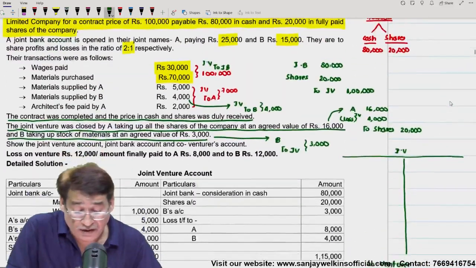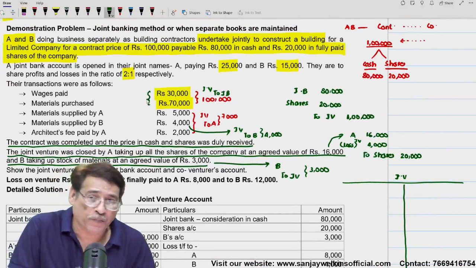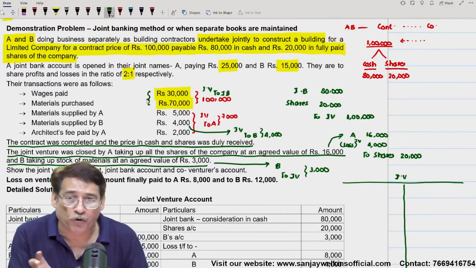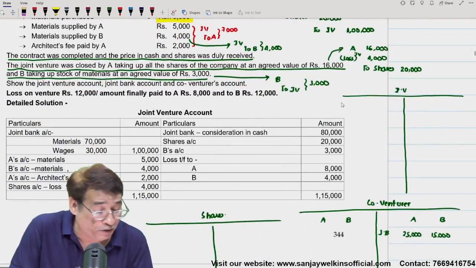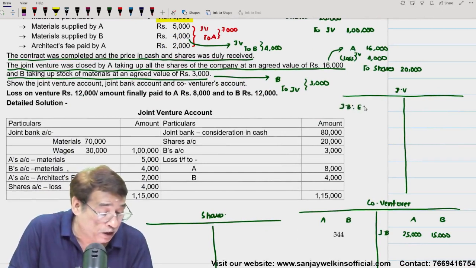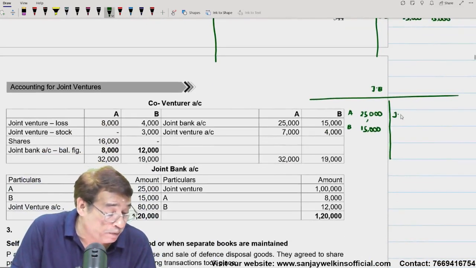Now, the next entry is with respect to expenses. I've already told you, out of these expenses, 1 lakh worth of expenses have been incurred by the co-ventureship. The entry will be joint venture account debit to joint bank. So on the debit side of joint venture account, I will write to joint bank expenses 1 lakh. And on the credit side of joint bank account, I will write by joint venture account expenses 1 lakh.